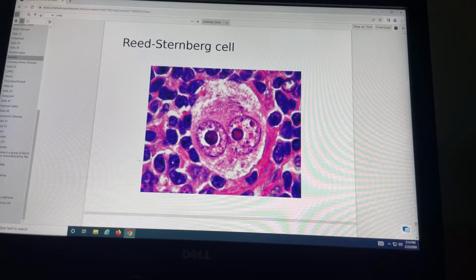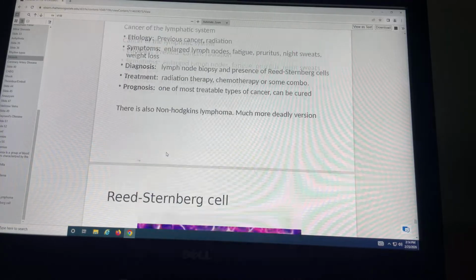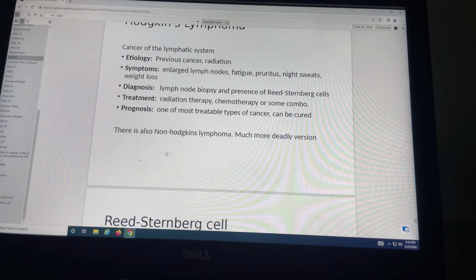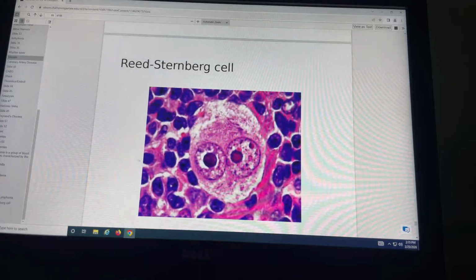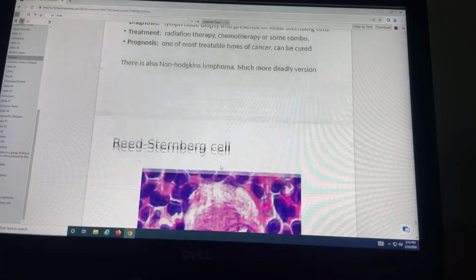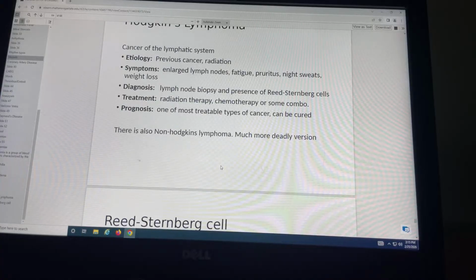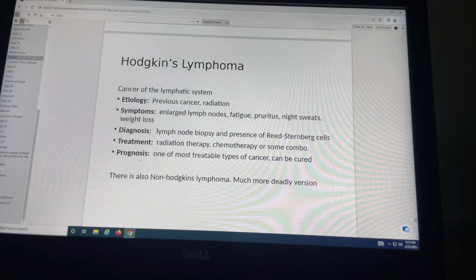So yeah, that's what a Reed-Sternberg cell looks like on the microscope. Is that somebody? Is that a person? This is just one of the cells from the biopsy. No, I'm saying, how did it sound, Reed-Sternberg? Oh, the name? Yeah. Probably whoever discovered it. I don't know. They name things after people who discover it. That's probably what it is. I don't know for sure.